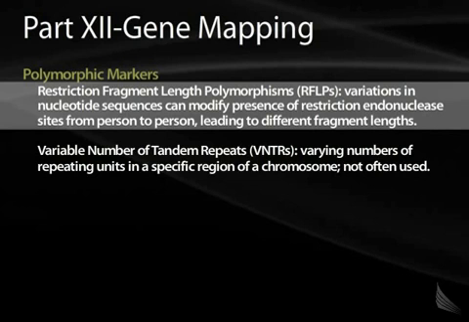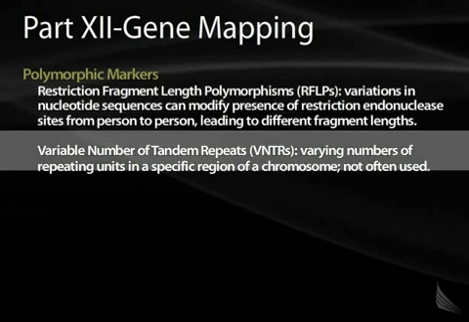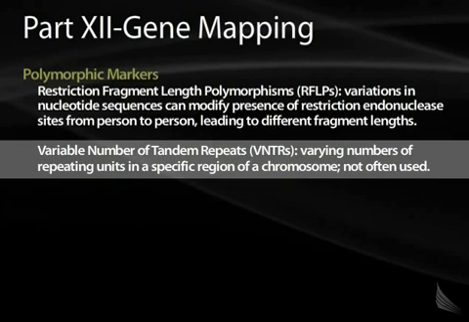So those are RFLPs. Something similar, variable number of tandem repeats, or VNTRs. This is varying number of repeating units in a specific region of a chromosome. So instead of looking at endonuclease sites, they look at repeating units. Not very often used, but still something that you want to know.